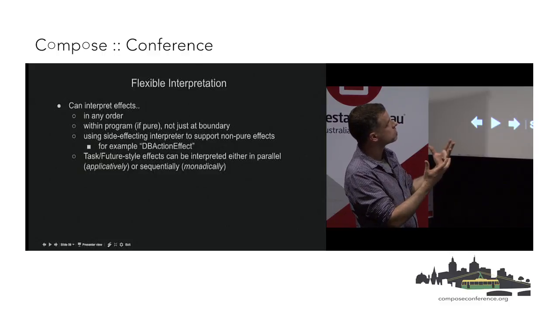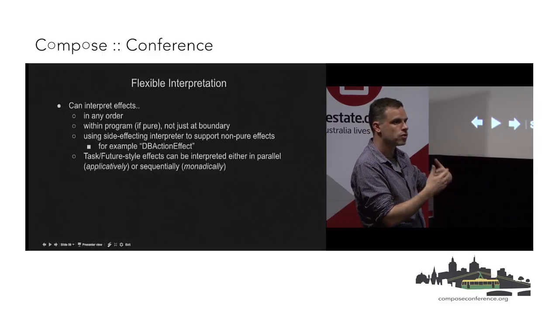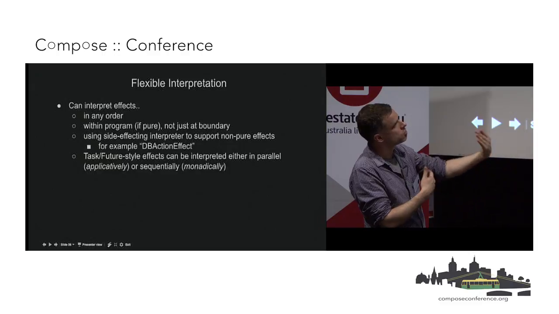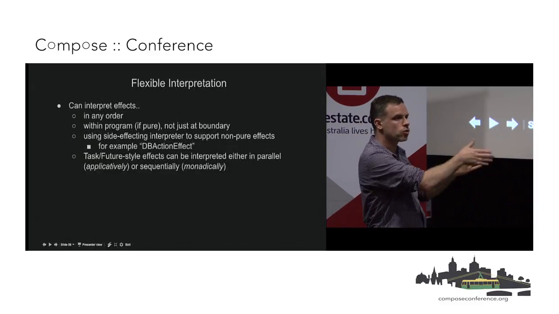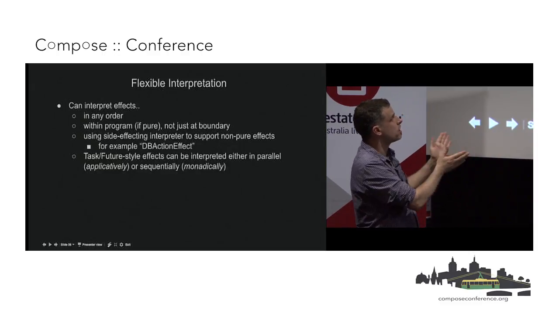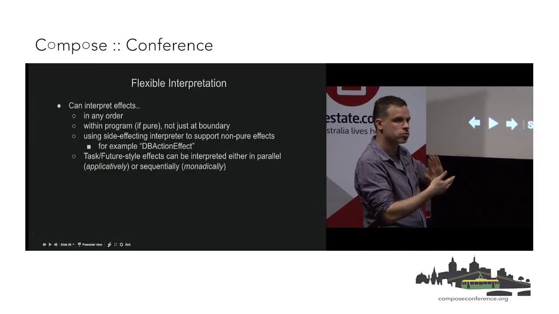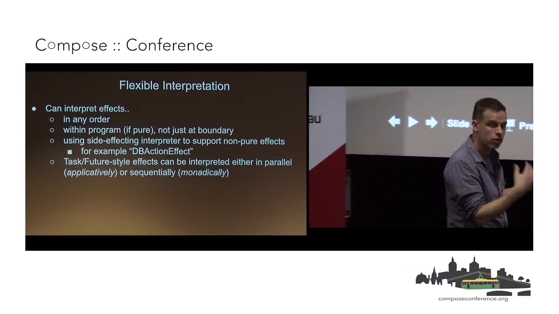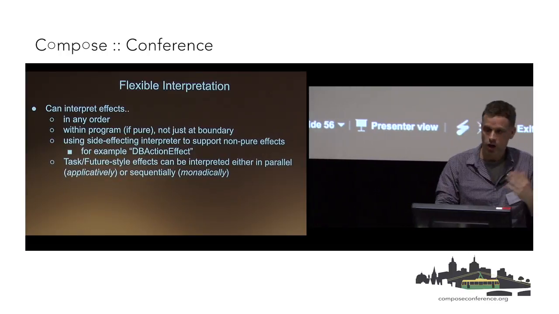And for effects that are task or future style that do something, you can interpret them either in parallel, which runs all the futures in parallel, so-called applicative interpretation, or monadic, which will run them all sequentially. And you can make that choice at the time you execute.